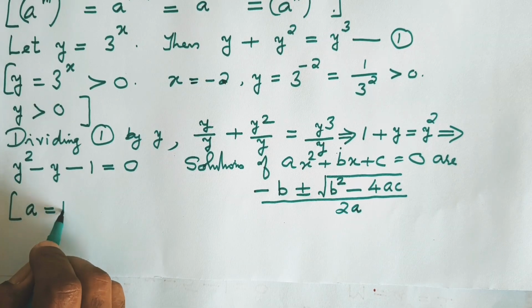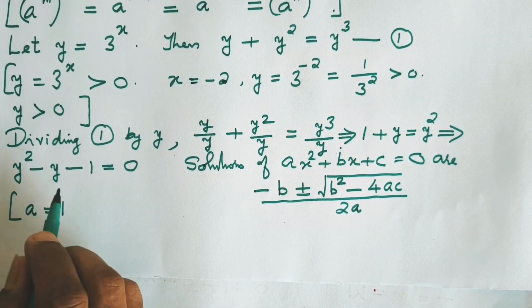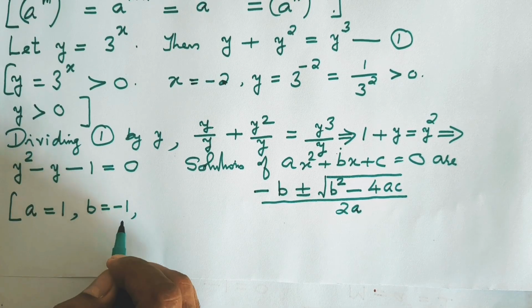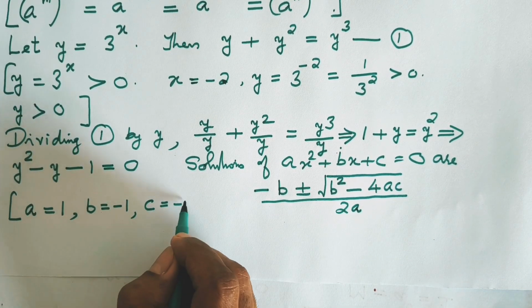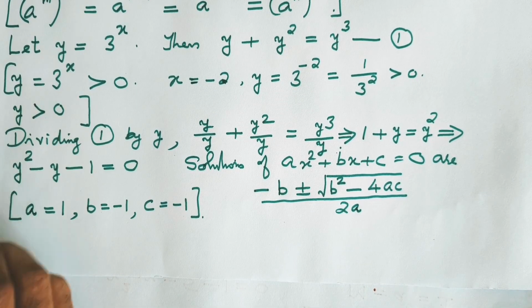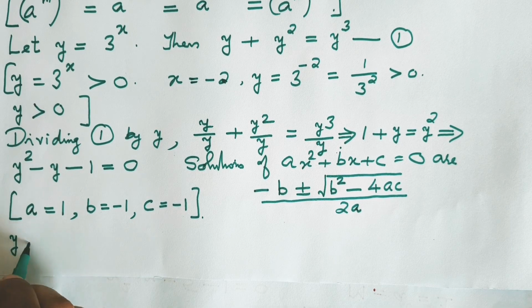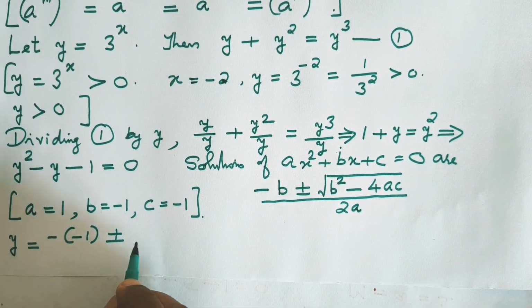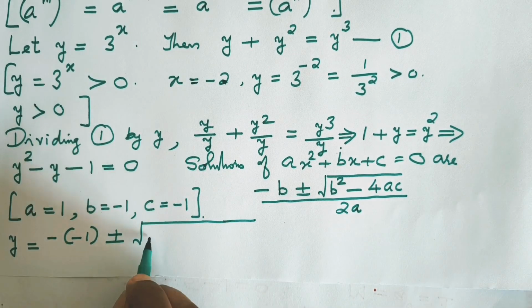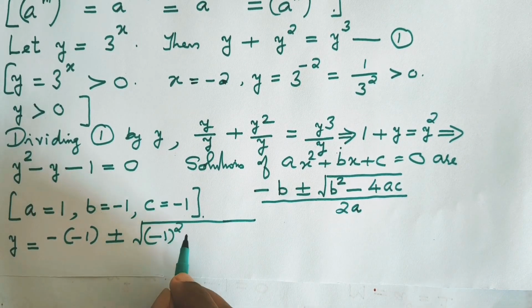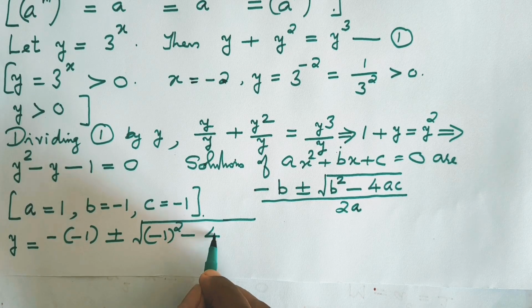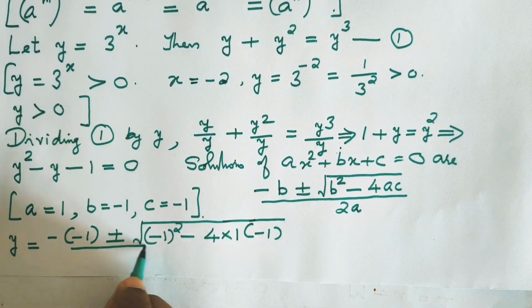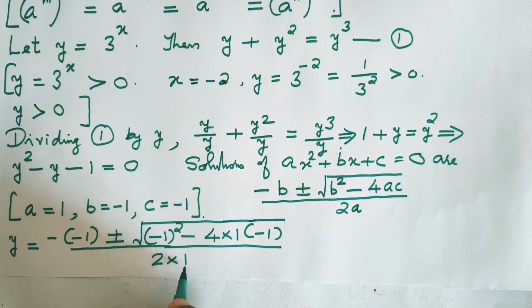Compare this to the quadratic we have. Here a equal to 1. a is the coefficient of y squared. Then b is what? The coefficient of y, which is minus 1. And the constant term is again minus 1. So the roots of this quadratic equation: y equal to minus b, which is minus 1, plus or minus square root of b squared, which is minus 1 the whole square, minus 4 multiplied by 1, then c is minus 1, the whole divided by 2 multiplied by 1.